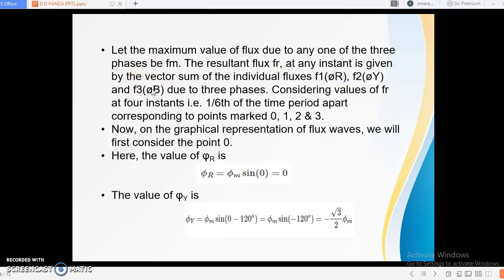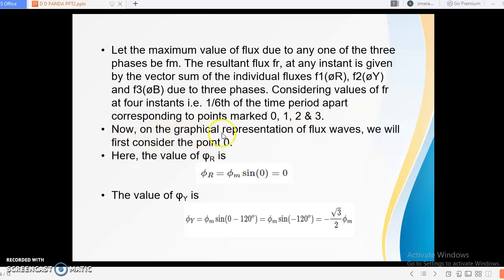So the resultant flux value will be the vector sum of the individual fluxes phi r, phi y, phi b due to the three phases. Considering values for phi r at 4 instants, that is 1/6 of the time period apart, or we can say corresponding to points marked as 0, 1, 2 and 3 as we have shown in the last figure.